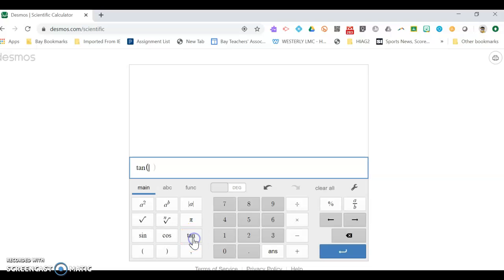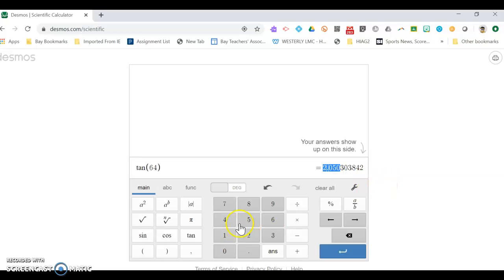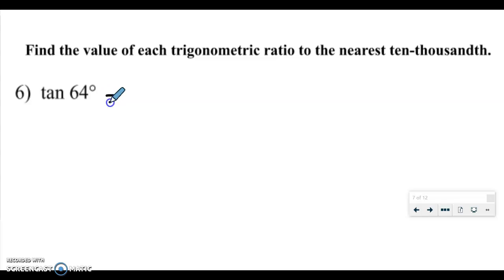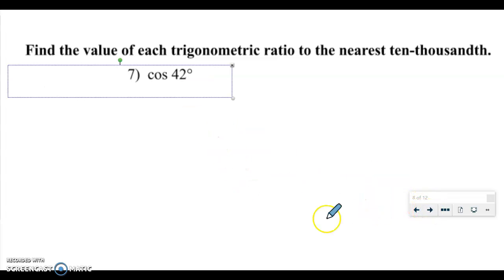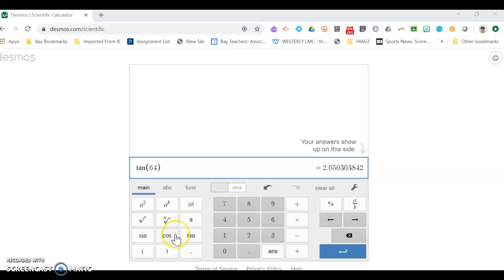So I'm going to press tan, and then I'm going to press 64. The numerical value for the tan of 64 is 2.05. So I'm just going to write that right here: 2.05. Okay? So next, we're going to look at the cosine of 42. Now I'm just going to press cosine, and I'm going to clear all, cosine of 72, which means the numerical value is 0.31.